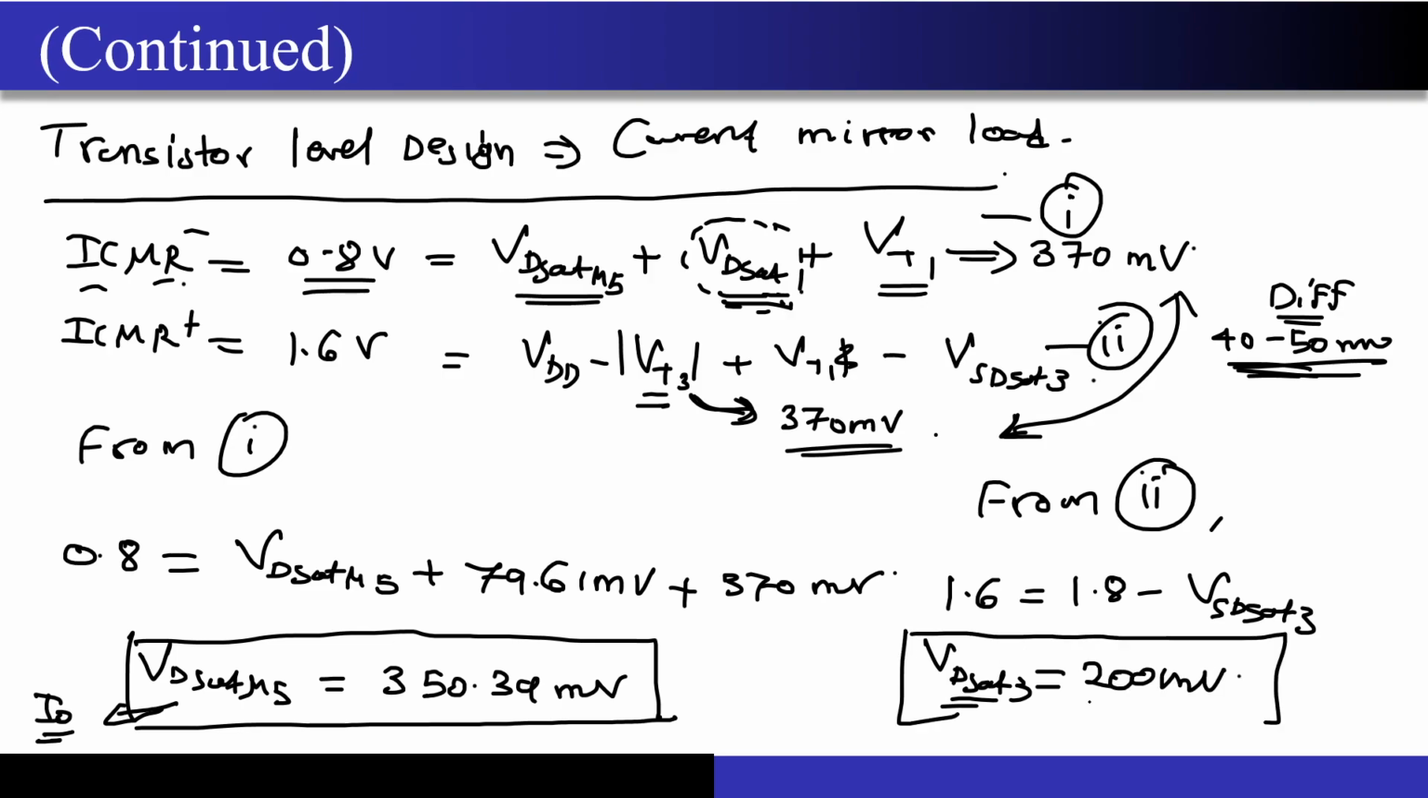So now we have got the overdrive for the transistor M5, the tail current source, and for the current mirror load. We know the currents flowing through both of them. We know the VD sat overdrive of both of them. Now it's time to use the current equation and calculate the W by L sizes of them, correct? So let's start with this particular one. Let me highlight this as 3 and this as 4, correct?